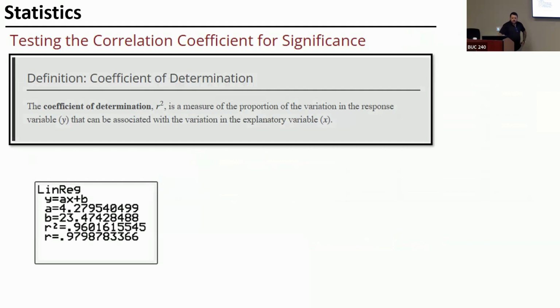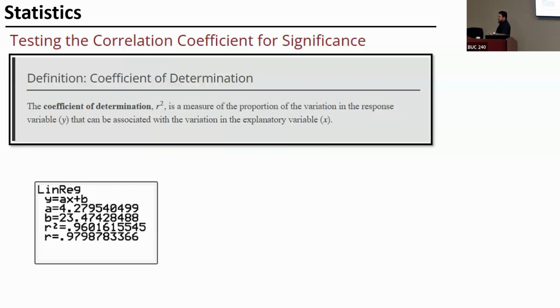Definition. Testing the correlation coefficient for significance. Still testing it. The coefficient of determination, R squared. First off, don't freak out. You've already been figuring it out. Didn't you? Didn't your R value right above it have an R squared? It gives it to you. Okay? Or you can square your R value.